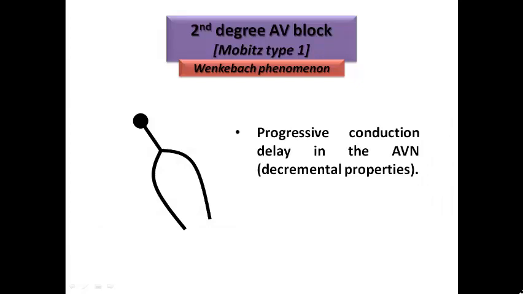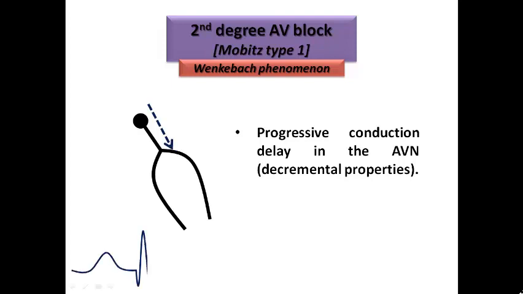Let's move to the second degree AV block, which has two subtypes, Mobitz type 1 and Mobitz type 2. Mobitz type 1, of course, shows a very famous phenomenon that is very well known to us, which is the Wenckebach phenomenon. In the Wenckebach phenomenon, there is progressive conduction delay in the AV node due to the decremental properties of the AV node, which is exaggerated here. So I would give an example here.